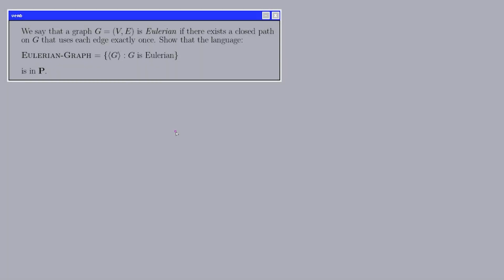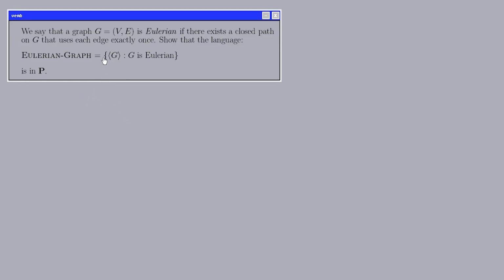We say that a graph G is Eulerian if there exists a closed path on G that uses each edge exactly once. And we want to show that the language of all the graphs that are Eulerian is in P. First, there are a lot of things to precise.